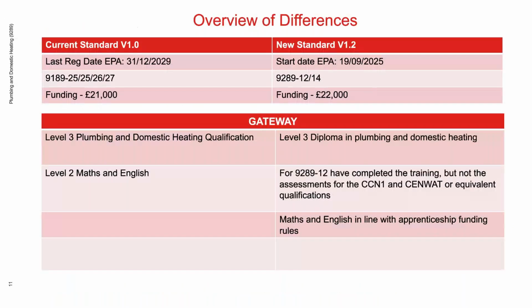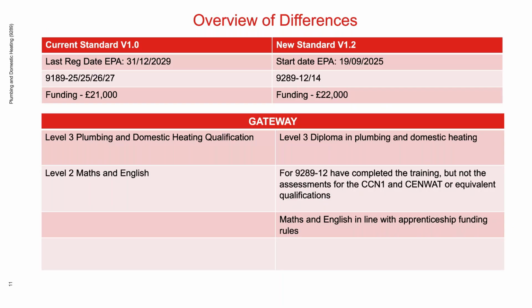Just taking a little look at the overview of the differences. So obviously the current standard is version 1.0. Last registration date to the EPA is the 31st of the 12th, 2029. Those registrations will be the 9189, 25, 25, 26 and 27. And the funding band was 21,000. The gateway requirements were the level 3 plumbing and domestic heating qualification and your level 2 maths and English.